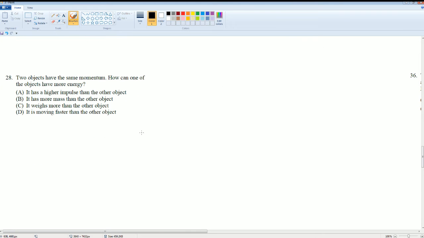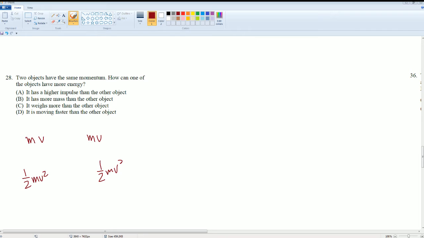Question 28. Two objects have the same momentum. How can one of the objects have more energy? If they have the same momentum, they have mv and mv. Momentum is mass times velocity, and energy is 1/2 mv squared. If you take a look here, the energy has a square component, so we're going to see how that affects it.